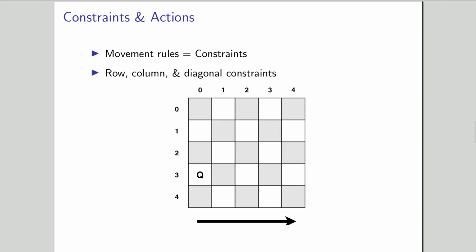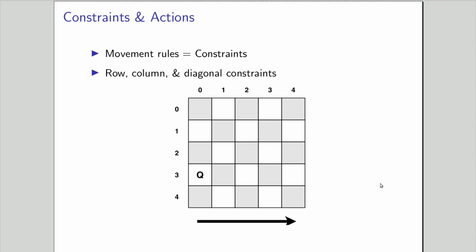So let's continue on. This is typically called a constraint satisfaction problem. The movement rules of the queens, and really the number of queens too, but it's really just the movement rules, are the constraints of this problem. So for each queen, we have row, column, and diagonal constraints based upon how she moves.